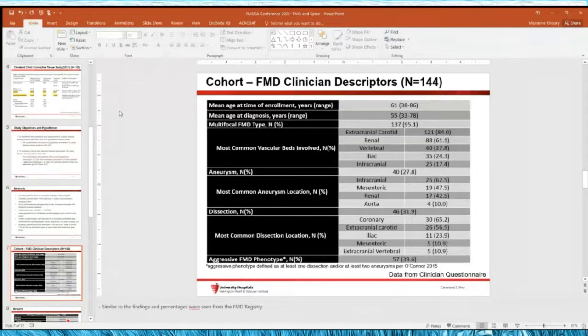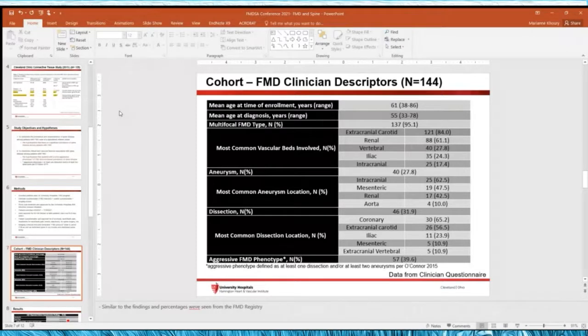So this is a description of our cohort. As you can see here, we had 144 patients whose data was reported, all female at birth. The mean age of the enrollment was 61. You can see that we have a wide range of patient ages here from 38 to 86 years old. The mean age at diagnosis was 55.